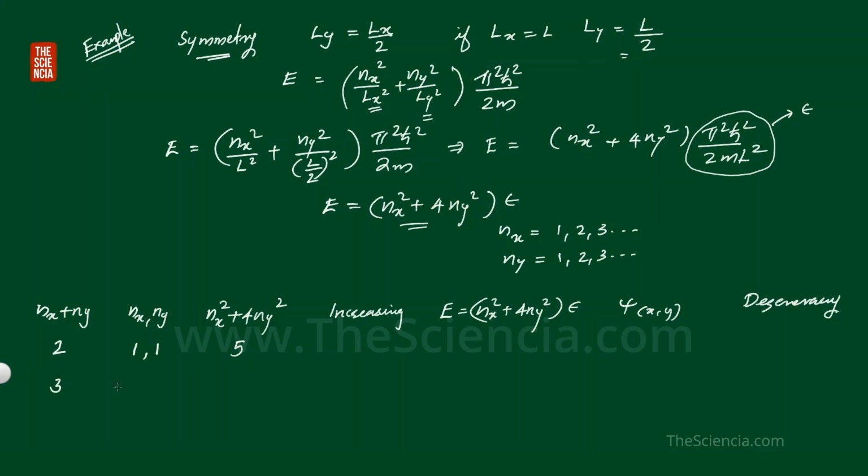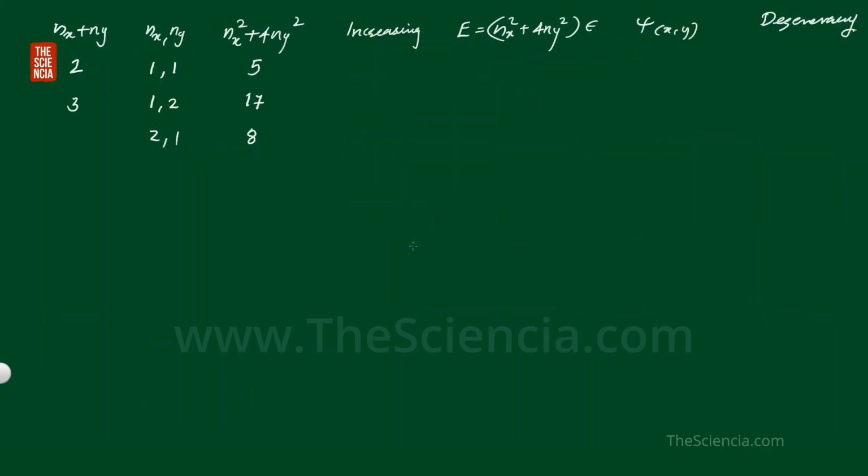Then we can consider the other combination, that is nx plus ny equal to 3. How can we make 3 from a combination of nx and ny? We can take 1 and 2, or 2 and 1. For 1 and 2, we will get 1 square plus 4 into 2 square, that is 4 into 4 plus 1, that is 17. And the second combination, 2 and 1, gives 2 square is 4, 4 plus 4 into 1, that is 8. In a similar fashion we can find the other combinations also.